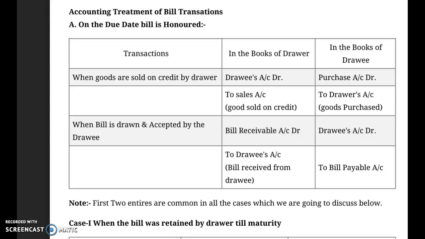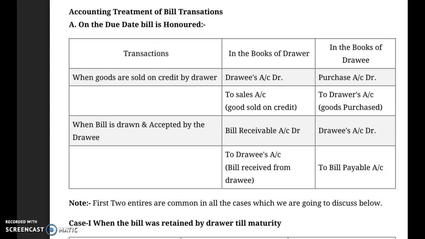Now, when a bill is dishonored, it is a very important thing that certain specified journal entries are to be recorded in the books of the drawer and in the books of the drawee. But prior to that, it is important that we understand the important cases. Let's once again discuss the four important cases which we learned earlier with reference to bills of exchange.